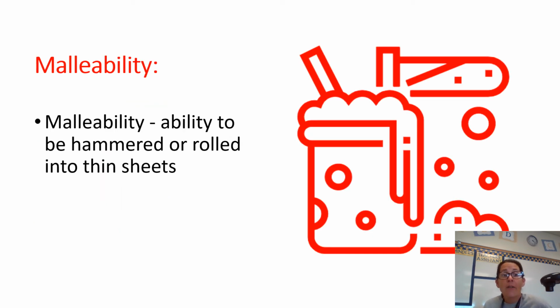So next we have malleability. This is another fun one to say. Malleability is the ability to be hammered or rolled into thin sheets. You could think of maybe gold and how gold can be squished and hammered and melted down and turned into coins without breaking. That's malleability. Other things might do the same thing.